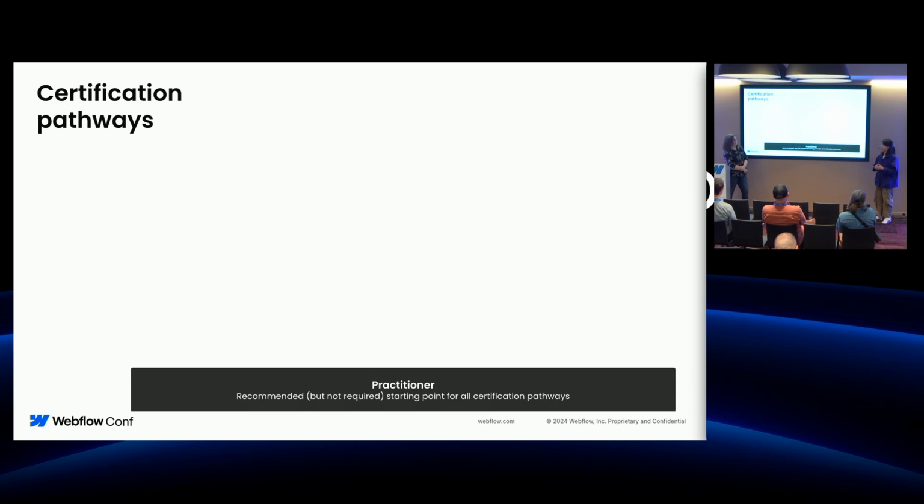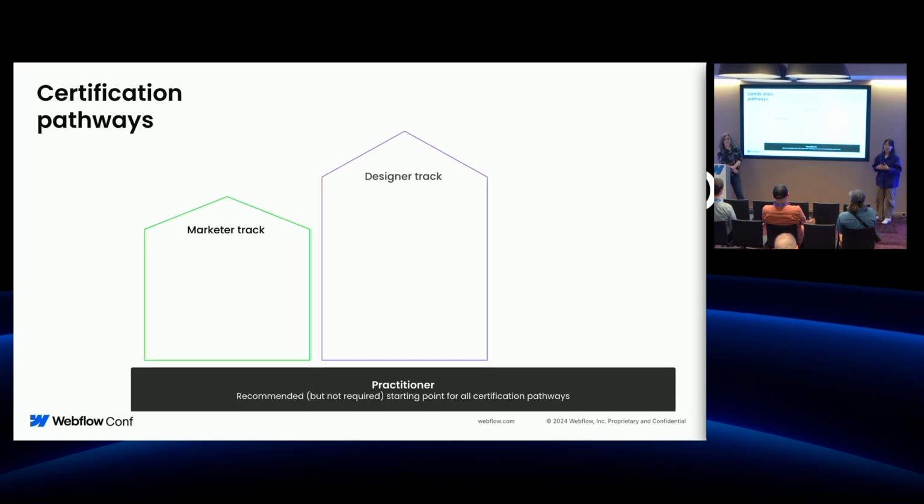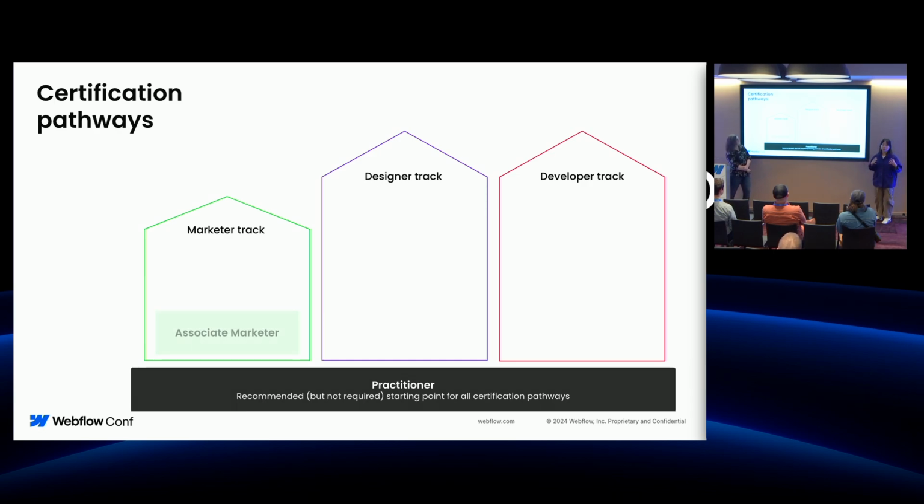So surprise, surprise, much like the learning paths that we saw outlined earlier, there's going to be a marketer track, a designer track, and a developer track. And within those tracks, there are also going to be progressive steps for those candidates who want to achieve.